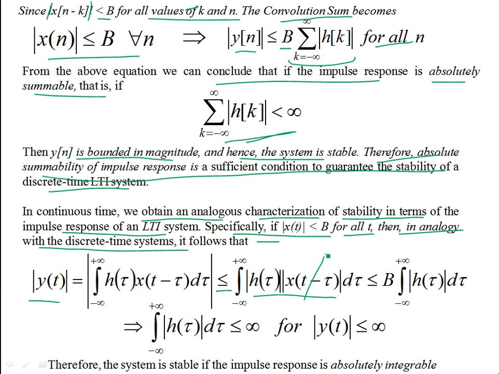amplitude of x of t to reach the uppermost bound B, which is a finite quantity, over here you can take B out of the integration, so you're left with the absolute integrability of the impulse response. Then this absolute integrability should be finite. That implies that the impulse response should be absolutely integrable. So for all time t, y of t is bounded. Therefore, the system is stable if the impulse response is absolutely integrable. This is for continuous time systems, and for discrete time systems, the impulse response should be absolutely summable.